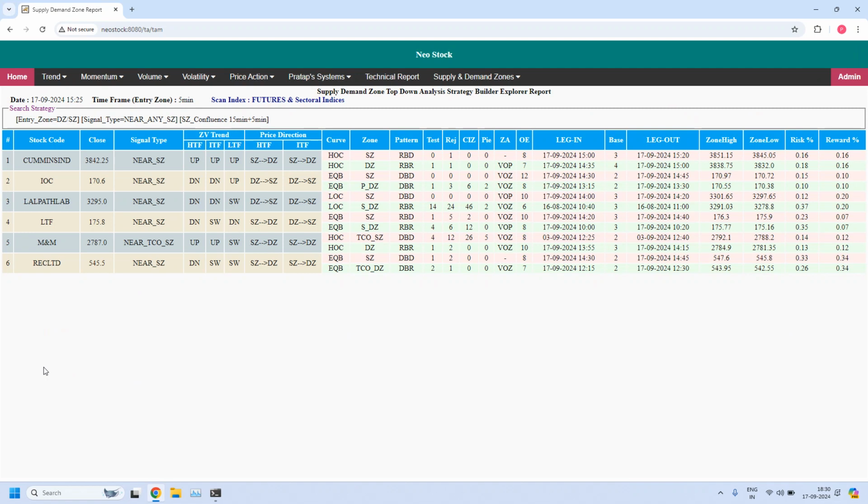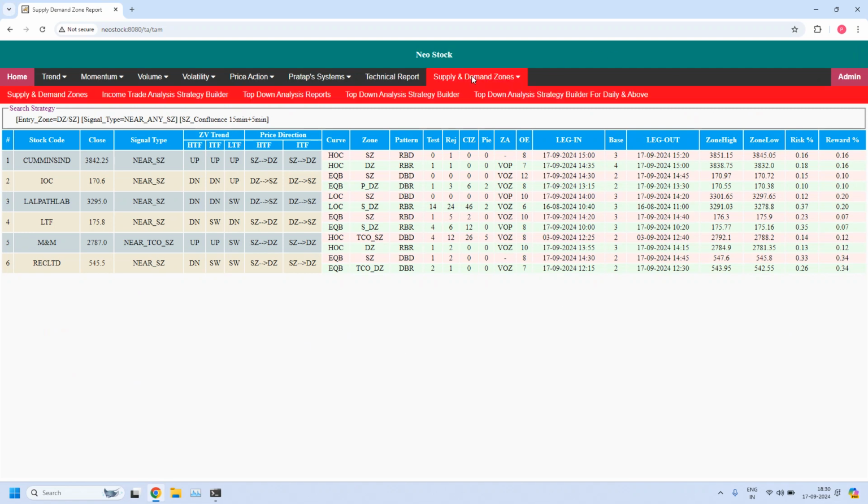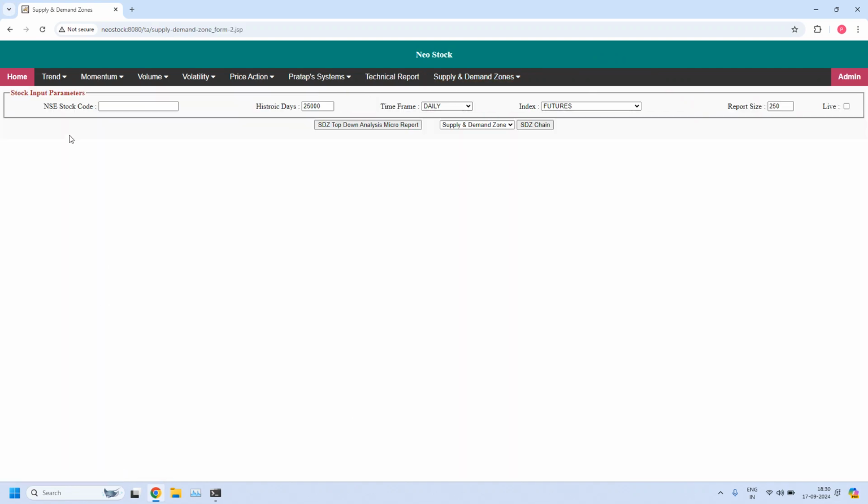Okay, this is about stocks near demand and supply zones. We also identified daily and 75 minutes high liquidity zones. So in the next set of reports, let us identify NIFTY and BANKNIFTY supply demand zone chain. First, let's start with NIFTY starting from monthly time frame. I am generating monthly supply demand zone chain for NIFTY.